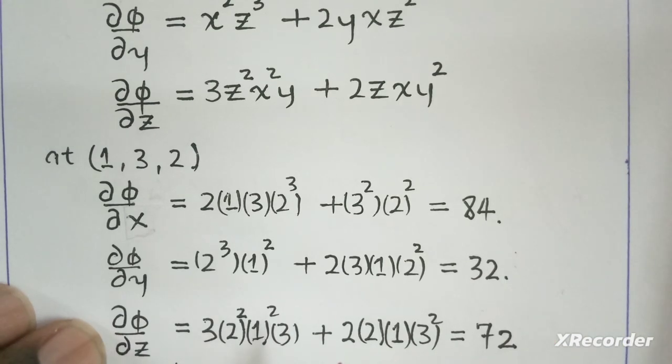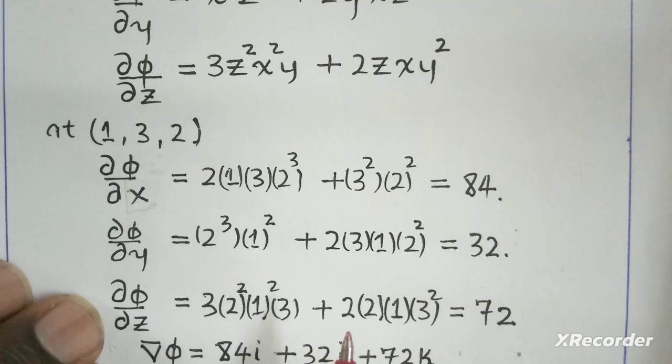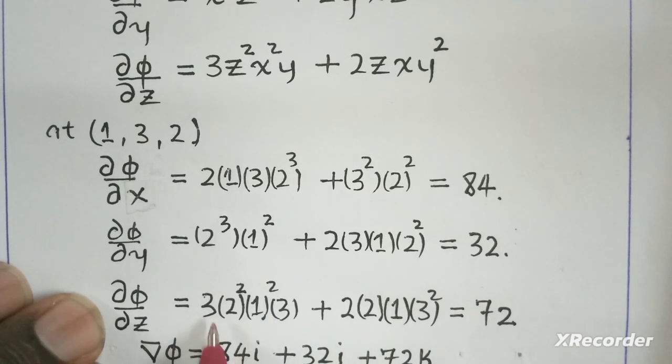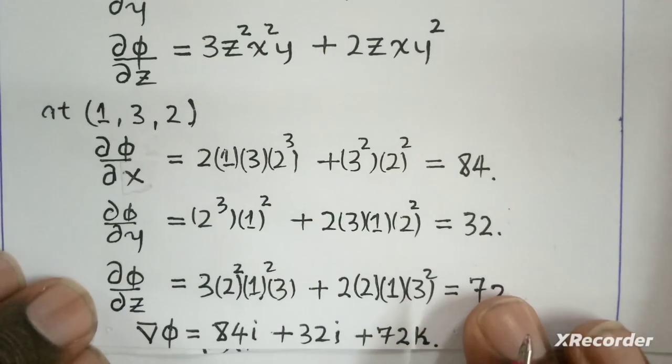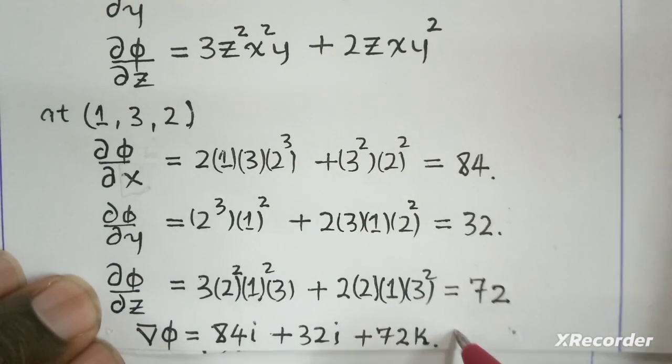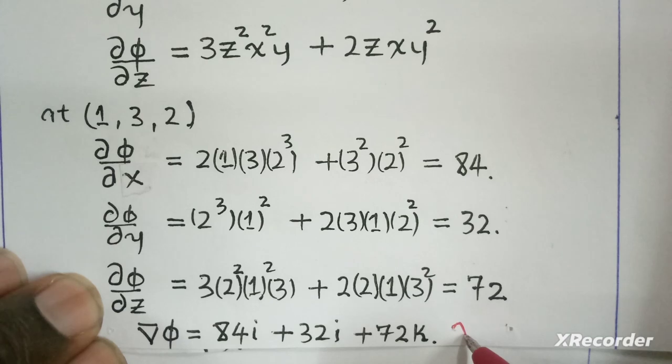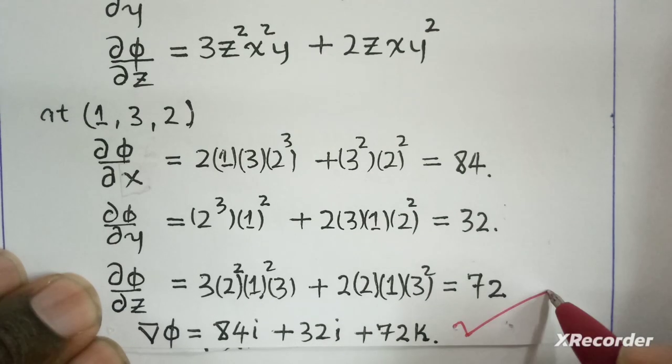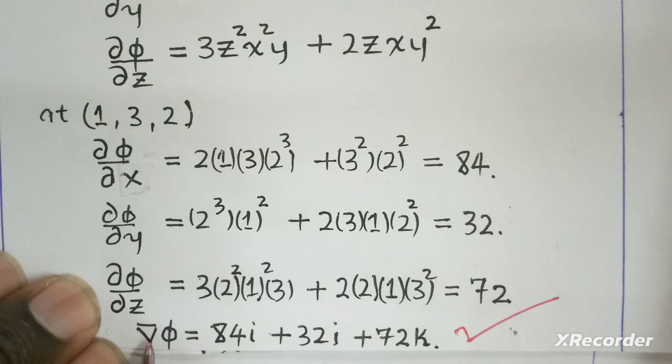For the partial derivative with respect to z, we replace the values of x, y, and z, and we get 72. So finally, guys, this is our solution here. This is what we are calling grad phi. It's written like that. So guys, that is how we do that question.